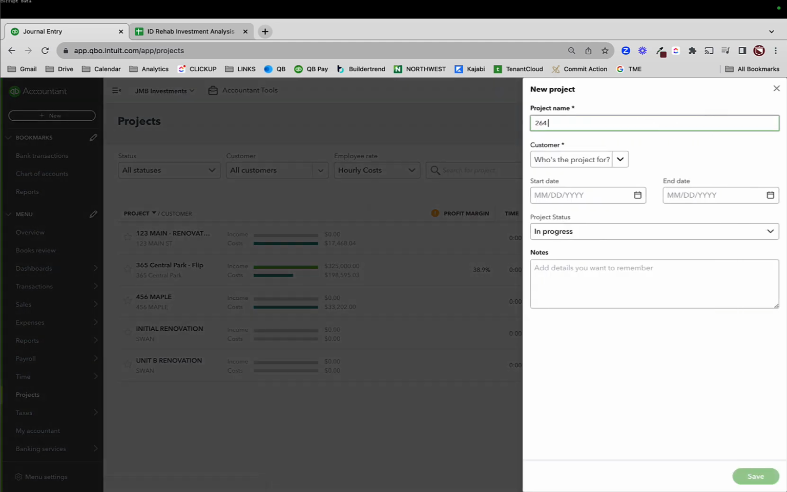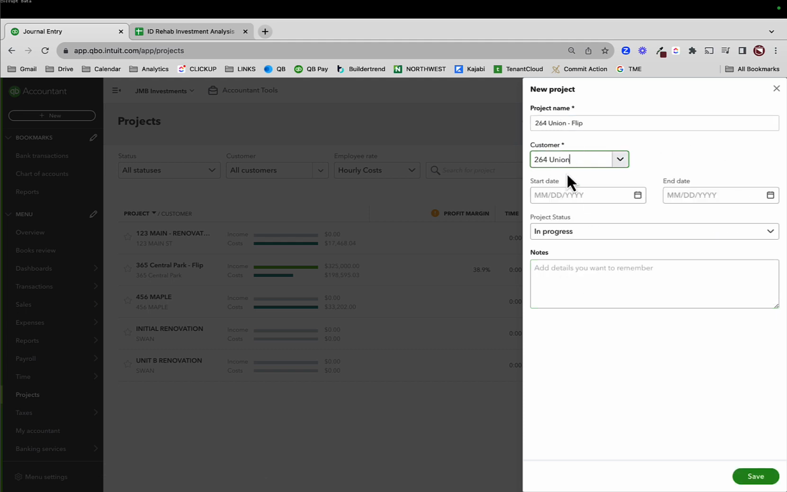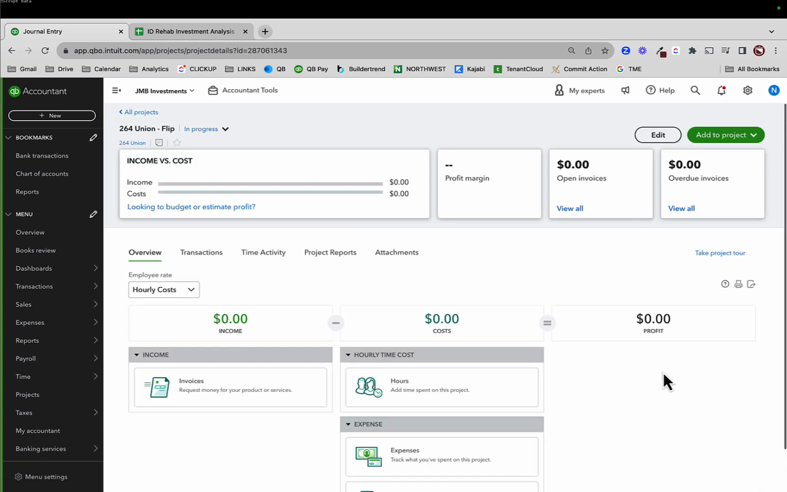So, 264 Union, flip. A project must be of a customer, so I'm going to make the customer 264 Union. Start and end date, we can do that. I don't know the end date yet, so we'll say it's in progress. So that's a prep step, and we're going to be using the projects portal here. This 264 Union flip, I want this to populate.